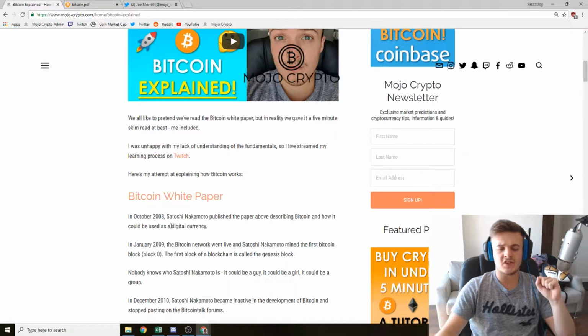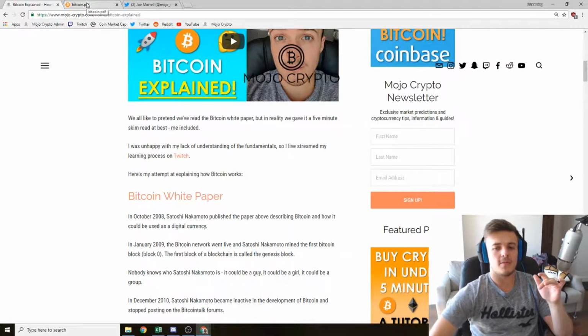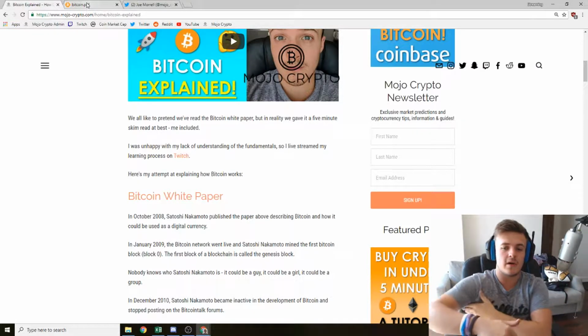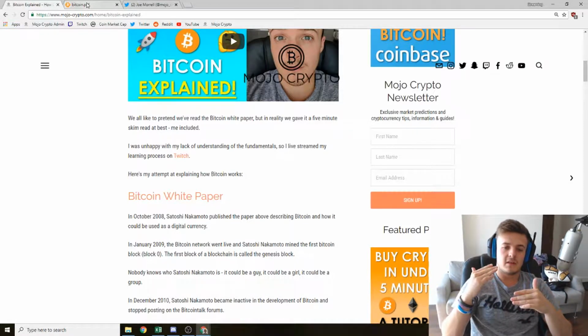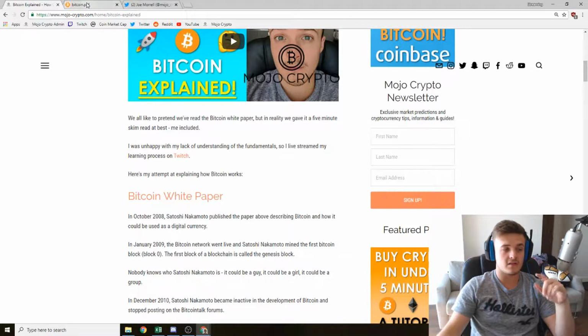In January 2009, a few months later, the Bitcoin network went live, and Satoshi Nakamoto was the one who coded it, and the very first block was also mined when it went live. So as soon as he released the network, the very first block, which is called block 0, was mined, and the first block is usually called the Genesis block. So in blockchain, the first block to be mined is the Genesis block.